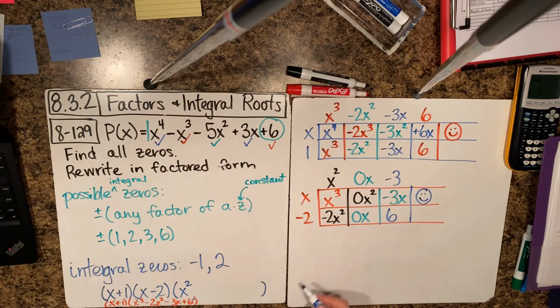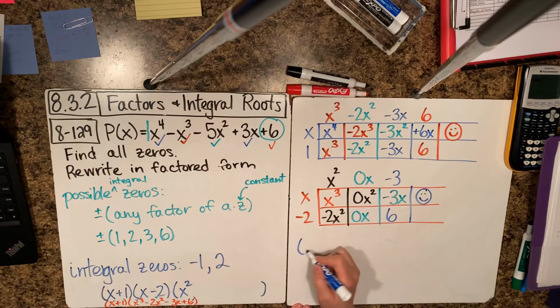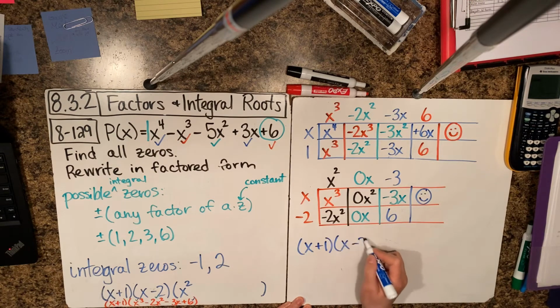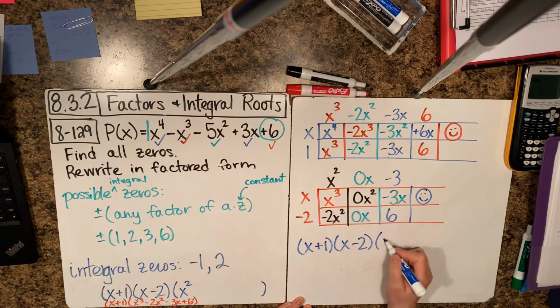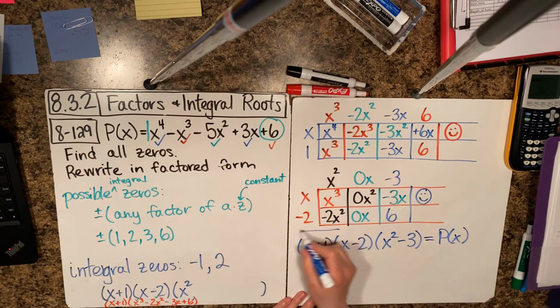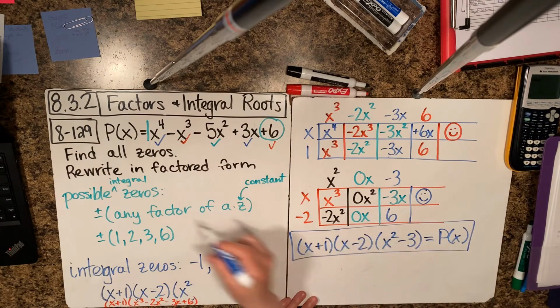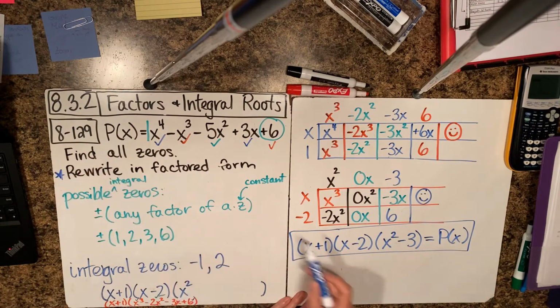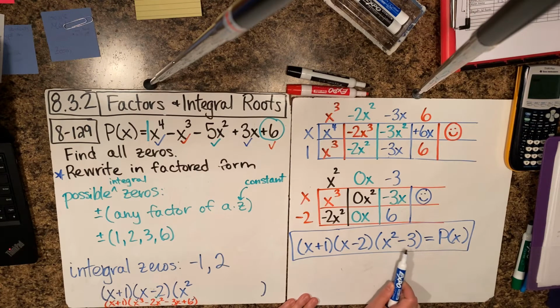So what we just determined is, in factored form, we have x plus 1 times x minus 2 times x squared minus 3 equals p of x. Okay, so this is my factored form. When they ask me to rewrite in factored form, I've got it. I cannot factor that any further. Remember, when you factor, you don't use square roots, you don't use fractions. This cannot factor any further.